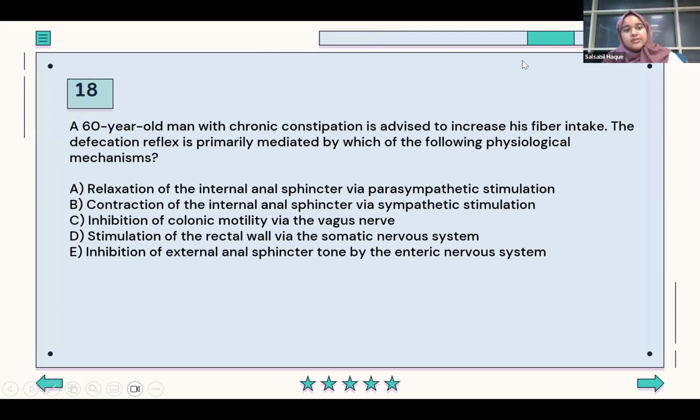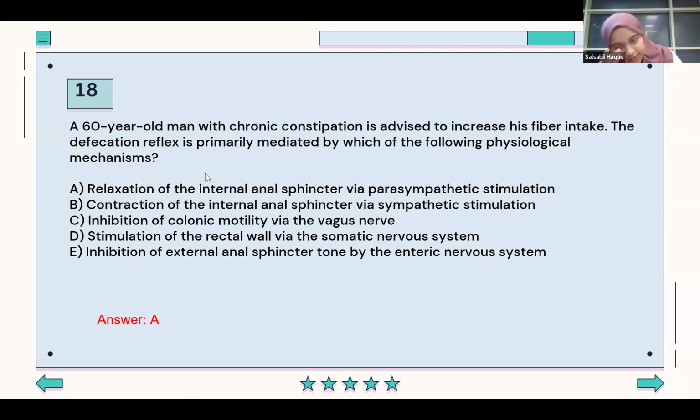All right, next question. 60-year-old man with chronic constipation advised to increase his fiber intake. The defecation reflex, I don't know why we jumped here, is primarily mediated by which of the following physiological mechanisms? Okay, someone says A. All right, let's see if the answer is A, and you're right once again. Okay, yes, the answer is A.